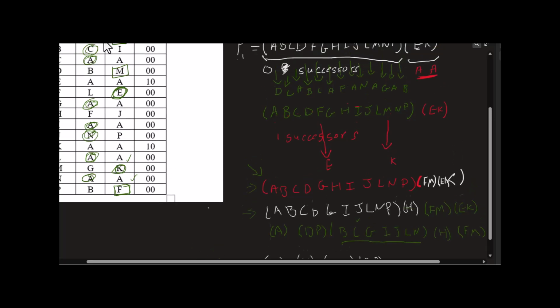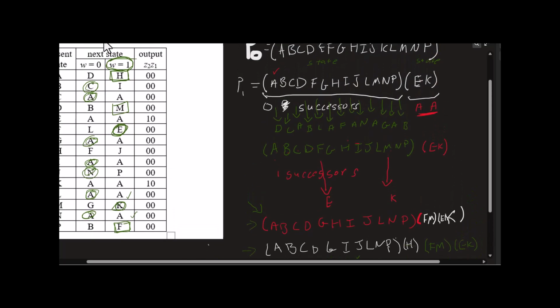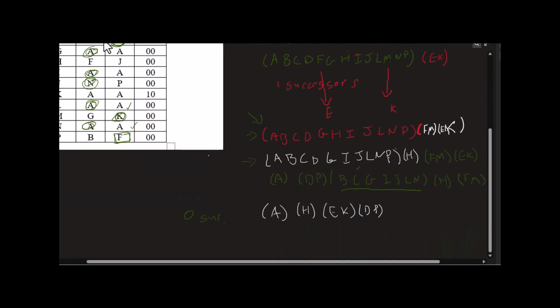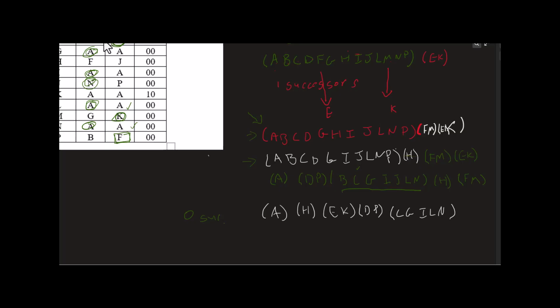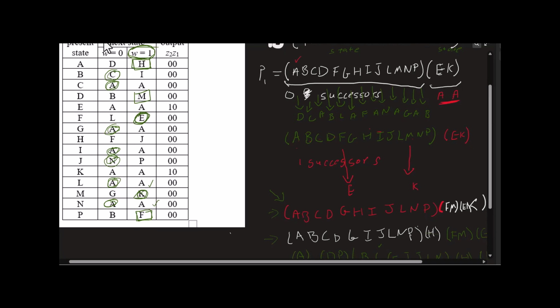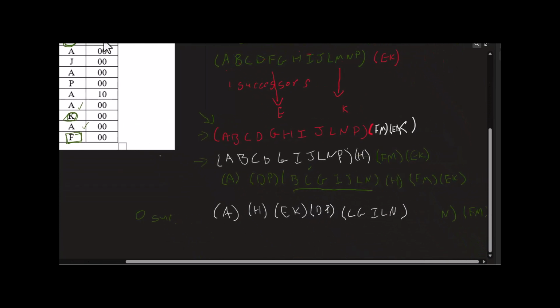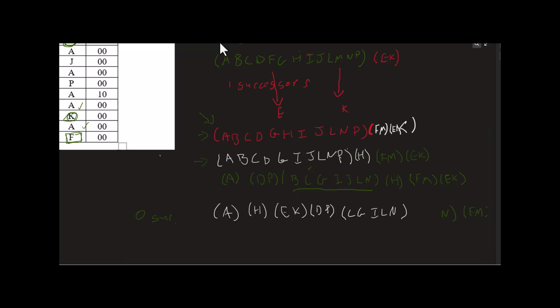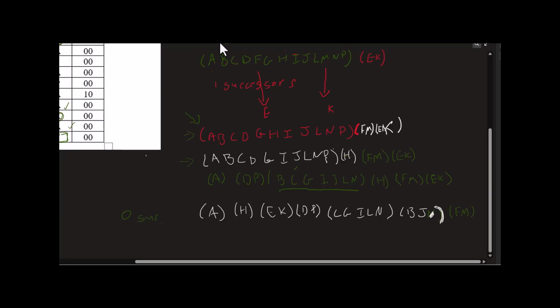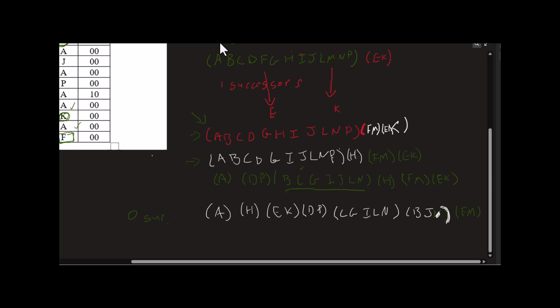Okay, so who went to A? C, G, I, L, N. Who did not go to A? B and J. Did B and J go to the same one? Like, did they have the same letter for the zero successor?